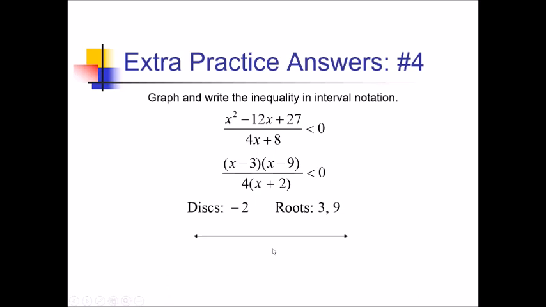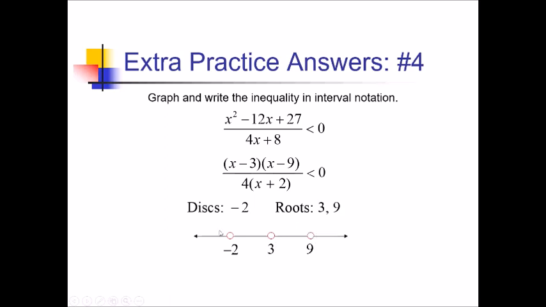So the furthest one to the left is this -2. Since that is a discontinuity, that's going to automatically be an open dot on -2. The roots could be closed dots if my inequality had an equals, but it doesn't. No equals here. So these roots will also give me open dots. They're not part of my solution. They're really just boundary markers. So we've got 3 and an open dot on 9.